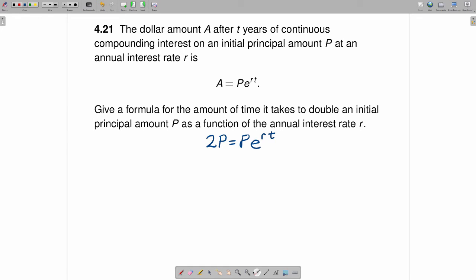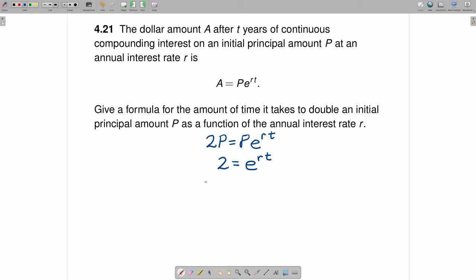Well, one thing you'll notice right away is we have a P on the left-hand side and a P on the right-hand side, so we should divide both sides of this equation by P. When you do so, you get 2 on the left-hand side when you divide by P, and you get e to the RT on the right-hand side when you divide by P.